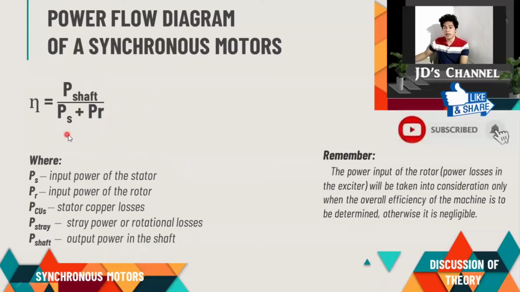Our power input is the power in the stator and the power of our rotor. So PS is the power input in the stator. PR is the power input in the rotor.